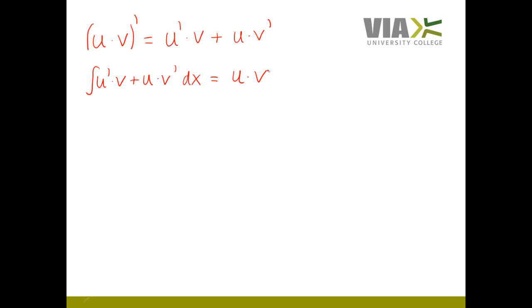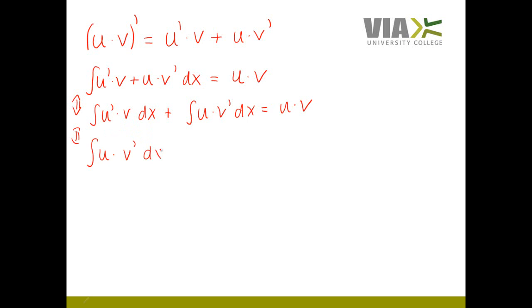So if we split up this integral into two, which we are allowed to do, as you hopefully remember from when we introduced integration, then we could say that the integral of u dashed times v dx plus the integral of u times v dashed dx must be equal to u times v. So if I subtract my u dashed times v dx integral on both sides, then I get that the integral of u times v dashed dx must be equal to u times v subtracted with the integral of u dashed times v dx.